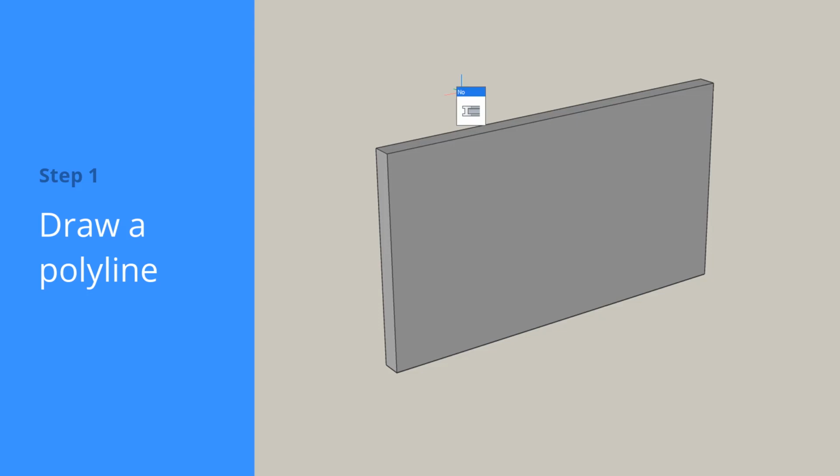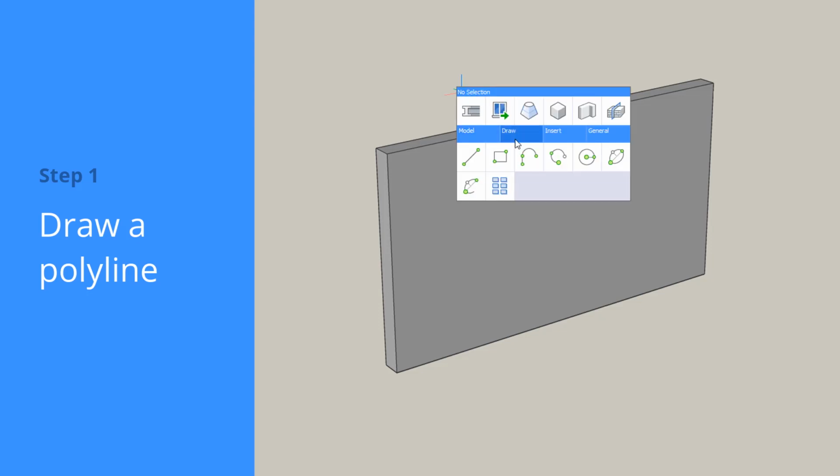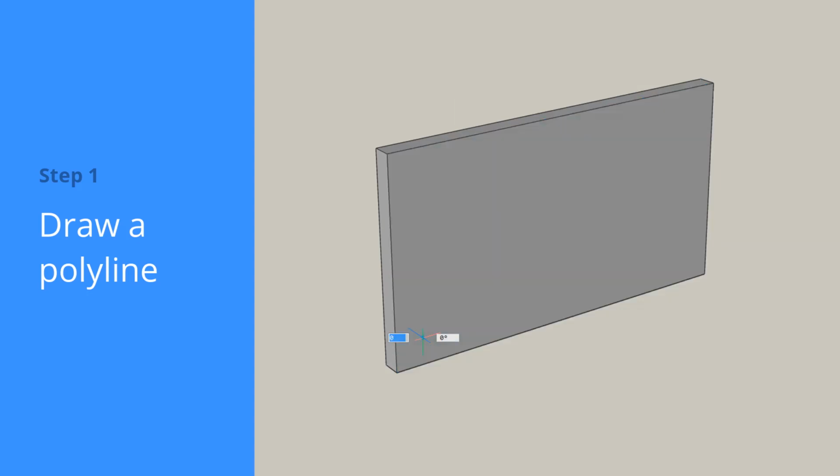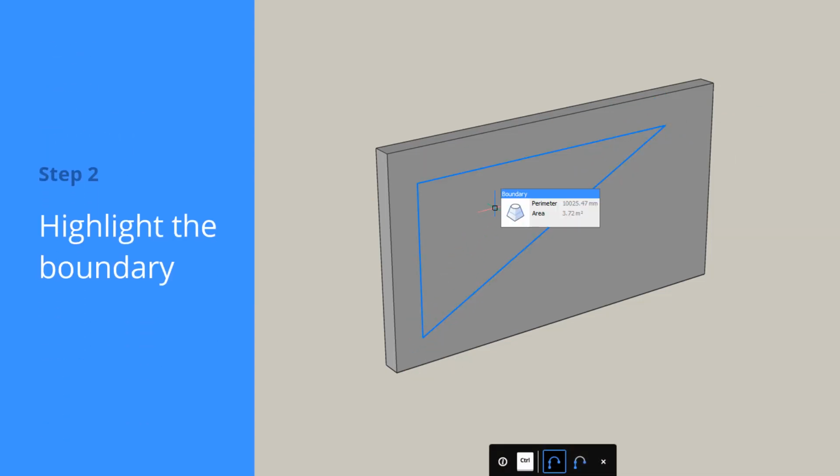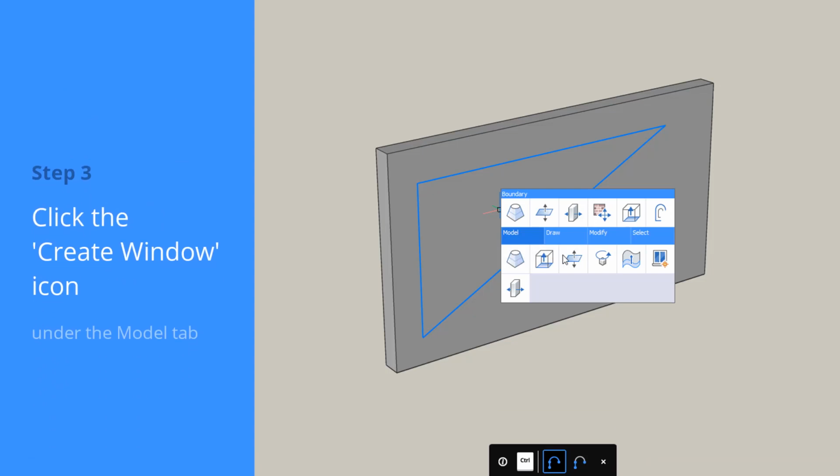You can create custom windows easily. Use the polyline tool to draw the outline of the window on the wall face. Move the cursor inside the window outline, and when the boundary is highlighted, choose Create Window from the quad.